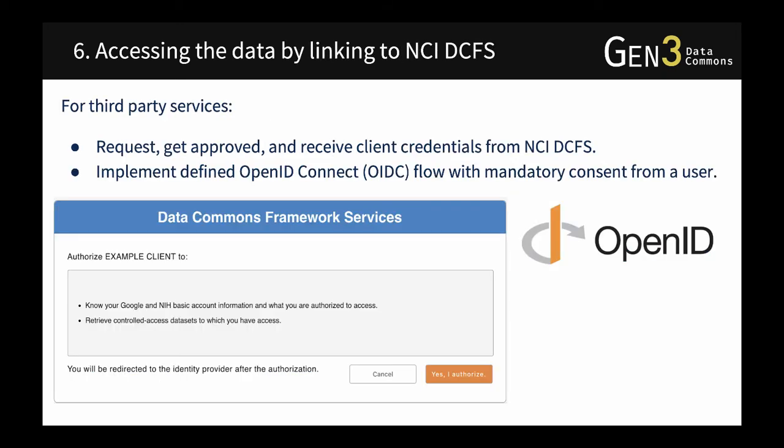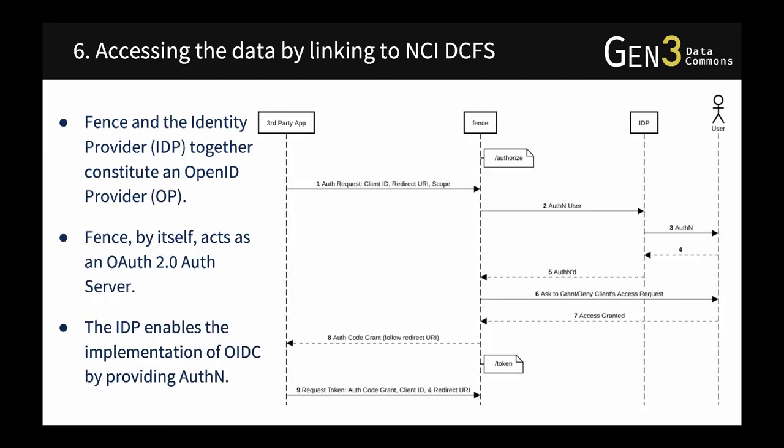It is possible for the user to give permission to a third-party service to act on their behalf to access data in the DCF. The DCF implements OpenID Connect as the standard method for operating with third-party services. Third-party services need to receive client credentials and implement the defined OpenID Connect flow, wherein a user will authenticate and consent to third-party services acting on their behalf. The third-party service will then receive tokens for interacting with DCFS APIs.